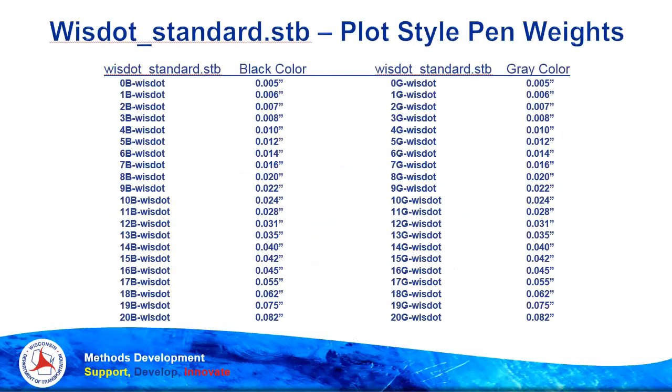Here's a look at the plot style pen weights for the WisDOT standard STB. Notice there are 20 black and 20 gray settings. I will show how these are used in the layers and in the page sets and plot styles further on in this presentation.